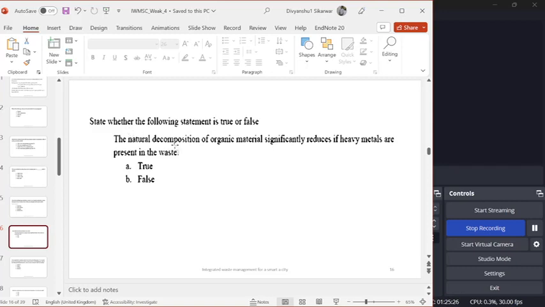So the natural decomposition of organic material significantly reduces if heavy metals are present in the waste. Then it will be true, because the presence of heavy metals may act in an adverse way on the growth of the microorganisms.